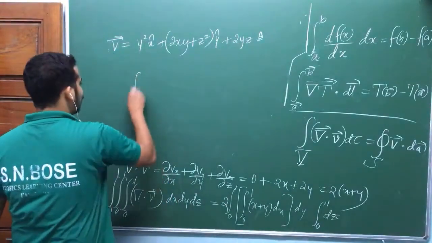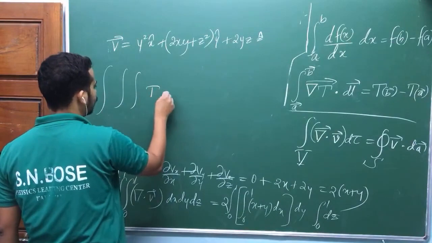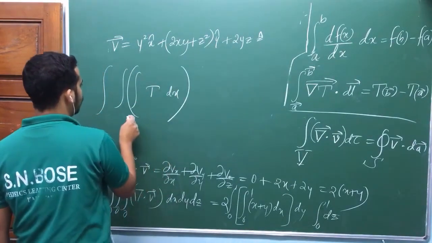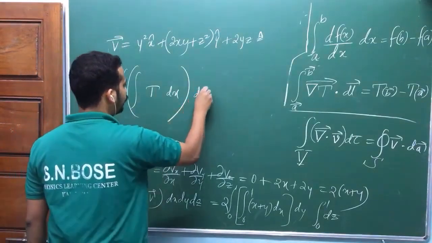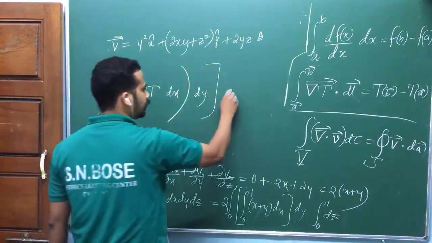You can write like this, some scalar field, dx. You can do the dx integral first, so then you can put a bracket. Then you can do dy and put a bracket. Then take the whole thing and you can do dz.